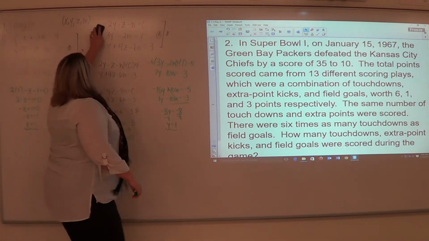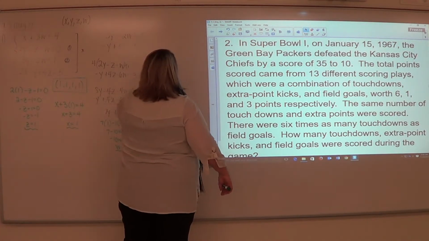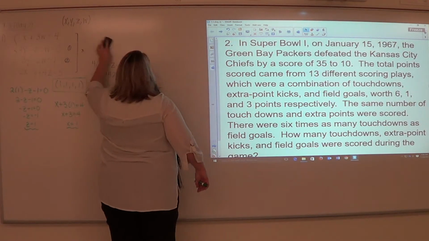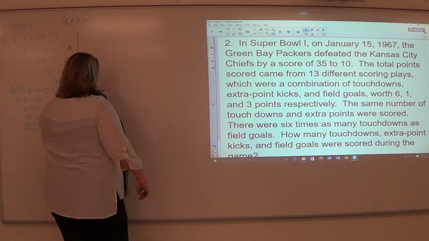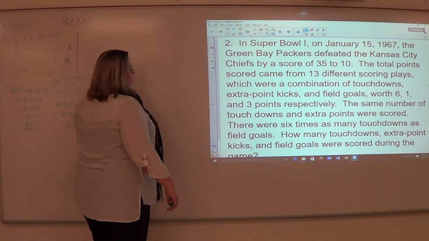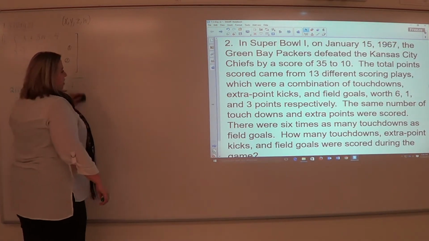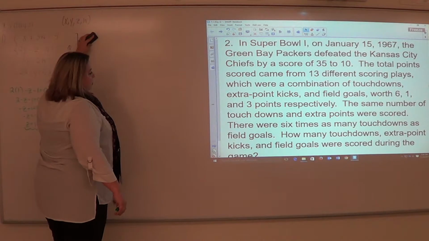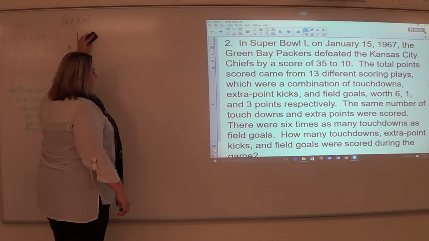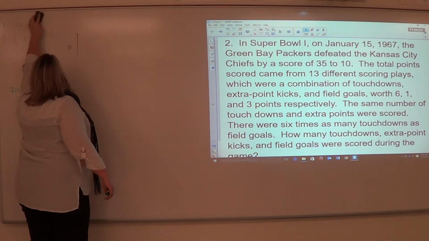Alright, in Super Bowl I on January 15th, 1967, the Green Bay Packers defeated the Kansas City Chiefs by a score of 35-10. Total points scored came from 13 different scoring plays, which were a combination of touchdowns, extra point kicks, and field goals, worth 6, 1, and 3 points respectively. The same number of touchdowns and extra points were scored. There were 6 times as many touchdowns as field goals. How many touchdowns, extra point kicks, and field goals were scored during the game?